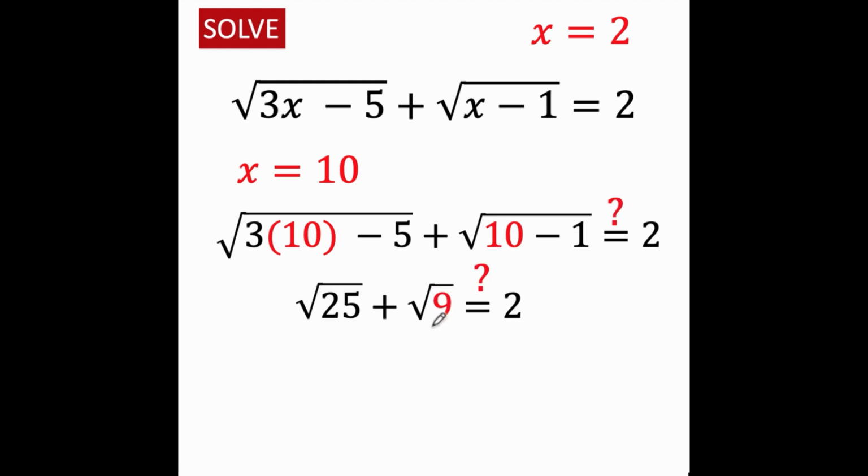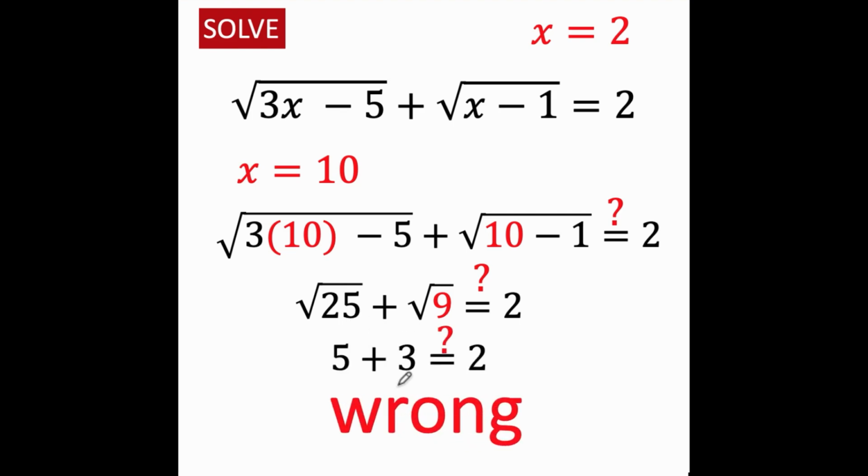So you have square root of 9 here. And the square root of 25 is 5. The square root of 9 is 3. 5 plus 3 is 8, which is not equal to 2. This is wrong. So therefore, x equals 10 is our extra root. That is not our answer.